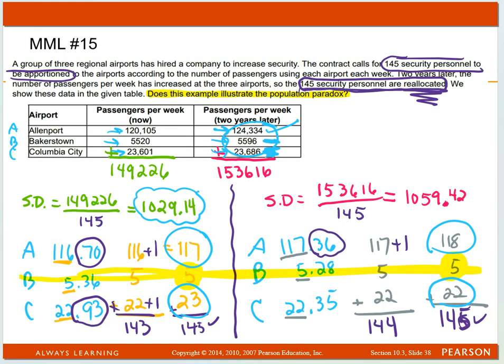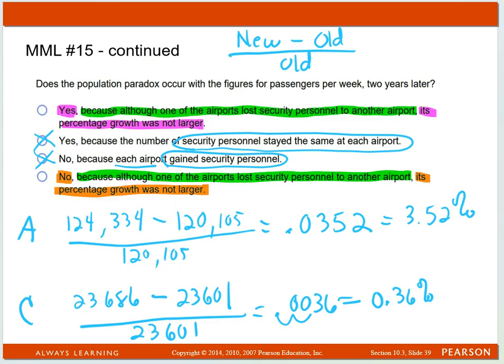Who was it? Okay. C lost to A, right? C's the one that lost it. A gained it. A went from 117 to 118. C lost. So there were some changes going on here, but the paradox only occurs if the one who loses it is growing faster than the other one, and C was not growing faster. A was growing faster. So A got the extra person. It made sense that it should do that. So it's no.